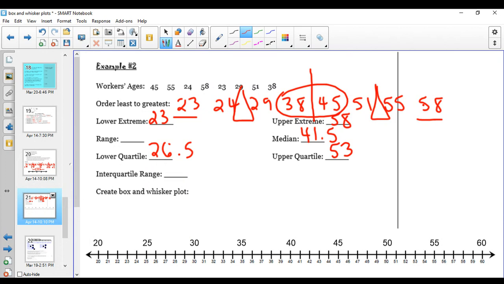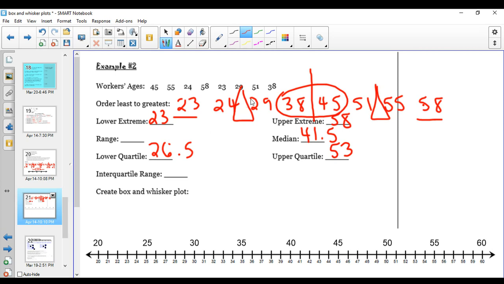Okay. Now that I have those 5 answers, those are my key numbers that I need to create my box and whisker plot. Let's go ahead and do that now, and then we'll come back and answer these last 2 questions once we finish our box and whisker plot.